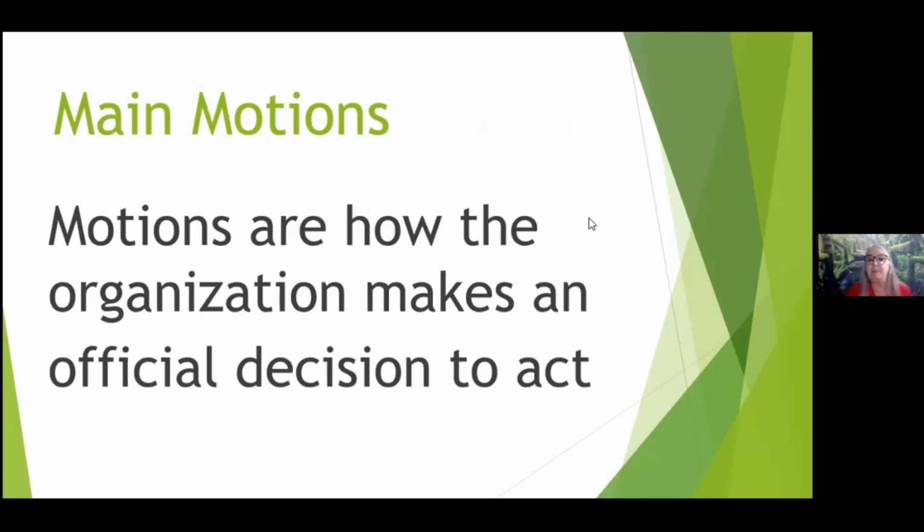Motions are how we make official decisions. We don't just say, gee, I think we ought to do this. Everybody okay with that? All right. Let's go move on. You actually, in PTA, because we do keep records, we're a 501(c)(3), we have to have a motion on official decisions to act. And official decisions are not every little thing like, are we having pink or blue or red bows on the table? That's not an official decision.